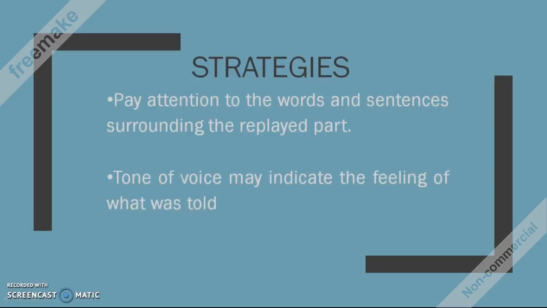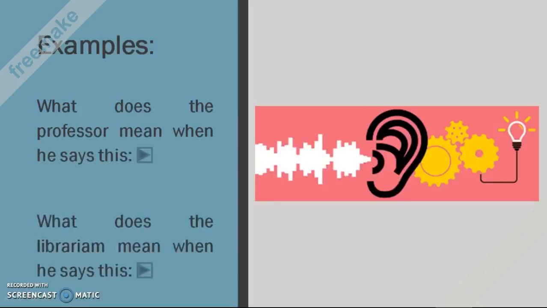The first strategy is to pay attention to the words and sentences surrounding the replayed part. Okay, so you will be asked to hear again a particular section that the speaker said using a particular tone of voice. With those sounds you will identify the meaning, or what he or she is intending to say or express. So the tone of voice may indicate the feeling of what was told.